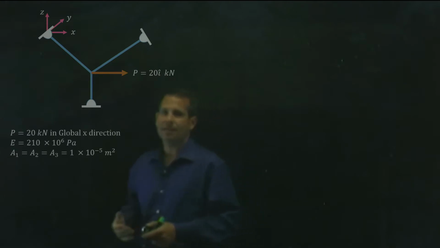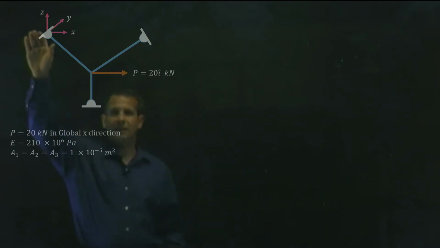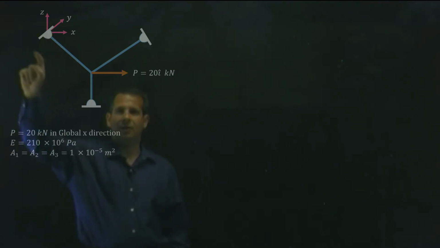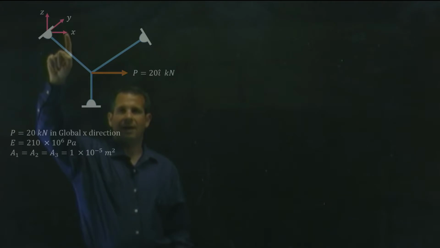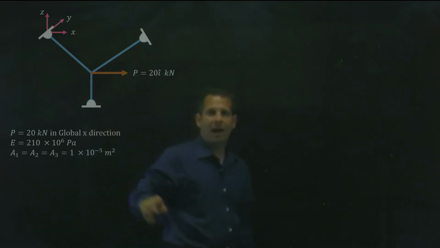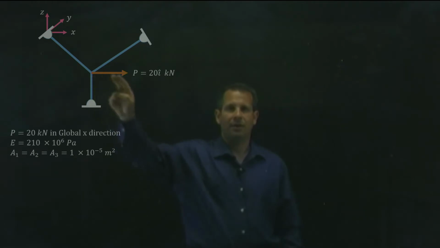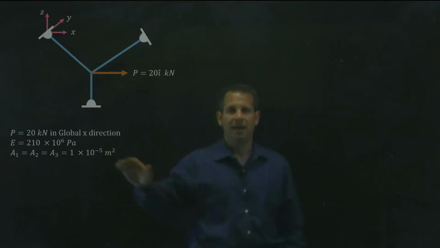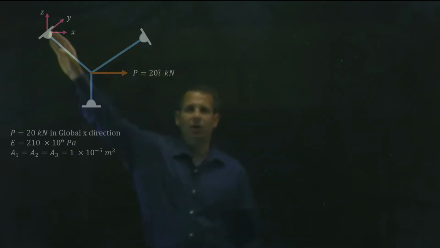The problem statement gives us a global coordinate system. Our global coordinate system is indicated here with an origin at this pin joint, and we're given the orientation of the x-axis, y-axis, and z-axis. At the point the 3 bars meet, a force of 20 kilonewtons is applied, and we're told in the problem statement that the force is applied in the global x direction.